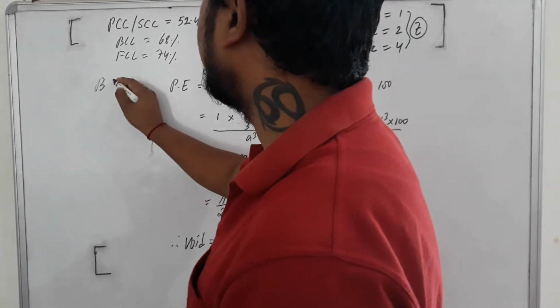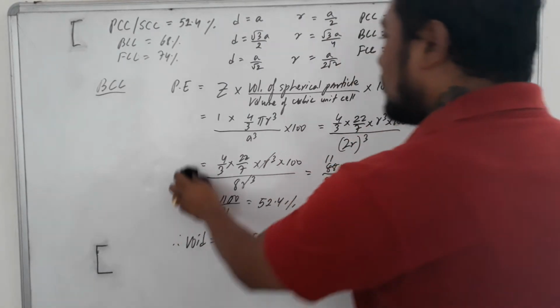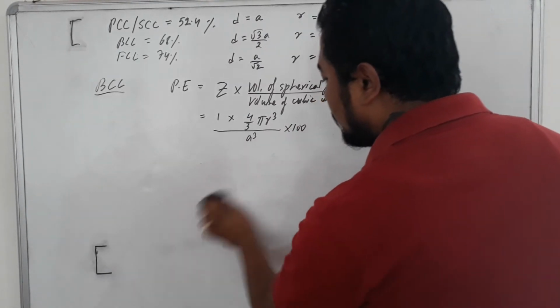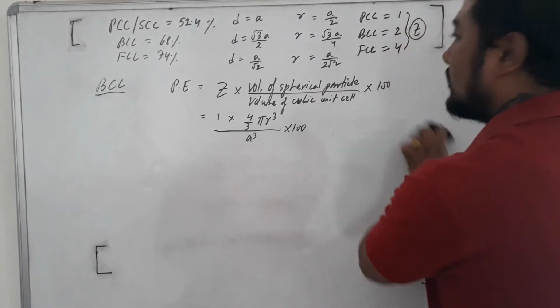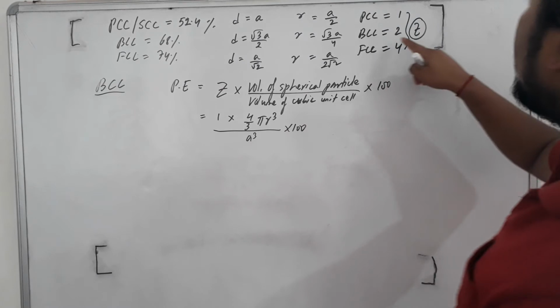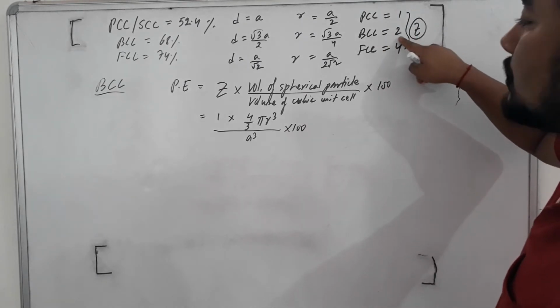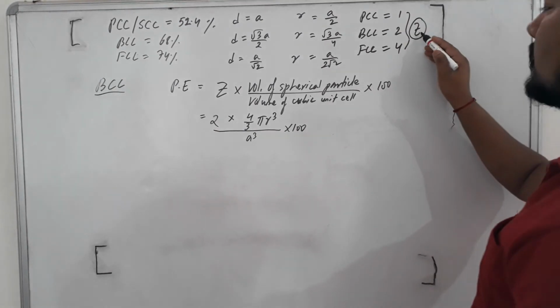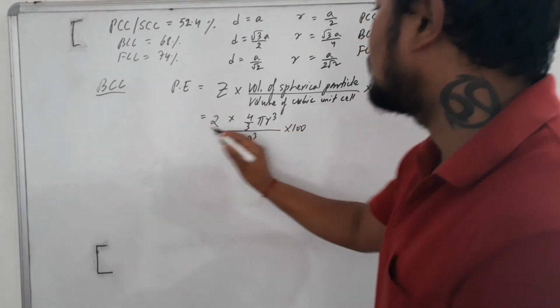And that is for BCC. So let us find how to do the same thing for BCC, body centered cubic. Again the formula is the same, students. Now you can see from here that for BCC the value of Z is 2. So replace Z with 2. Z is the number of atoms, so for BCC the number of atoms is 2.